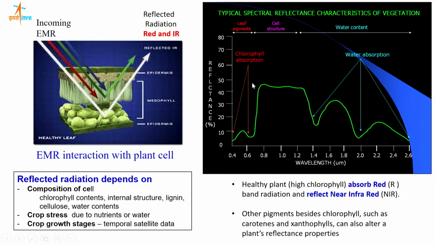Here you can see, because of chlorophyll, red radiation is absorbed, so you get low reflectance, but in infrared you get high reflectance. So there is a contrast: red will be absorbed, infrared will be reflected, and this contrast is very useful in characterizing vegetation or anything which has chlorophyll content.